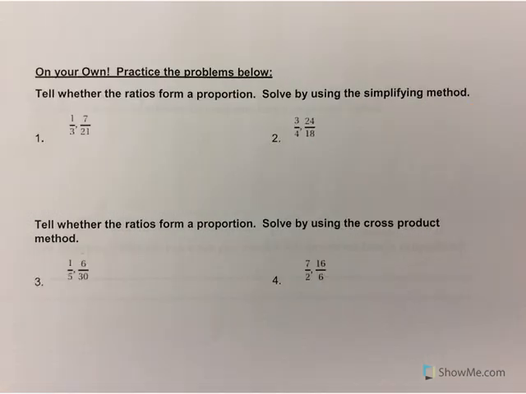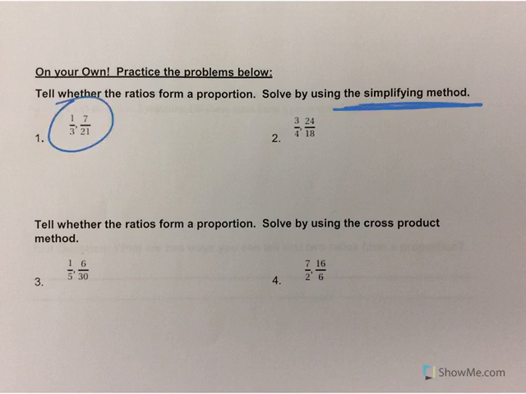Now you have some problems to work out on your own. Tell whether the ratios form a proportion. Solve by using the simplifying method. Make sure you read these directions right here. It says that you have to simplify them. So for number 1, put both of those fractions in simplest form, and then answer yes or no that they are proportional. Same thing in number 2.